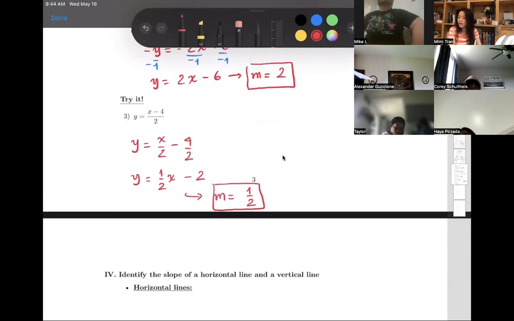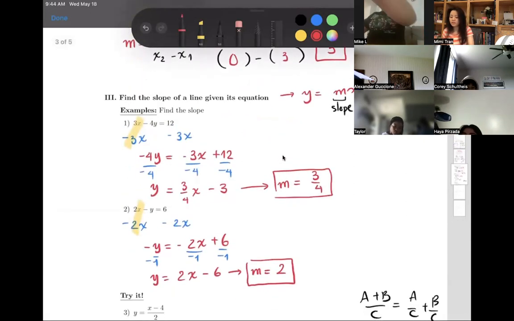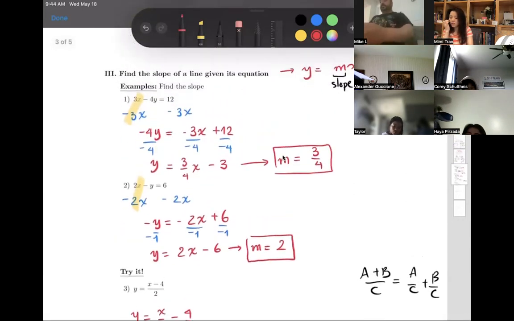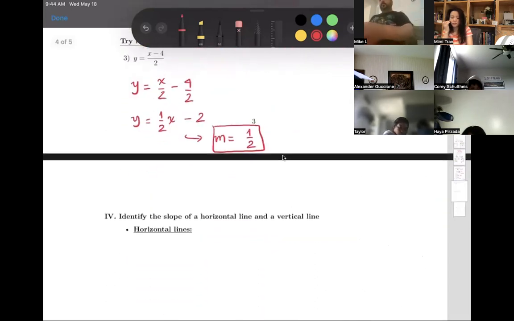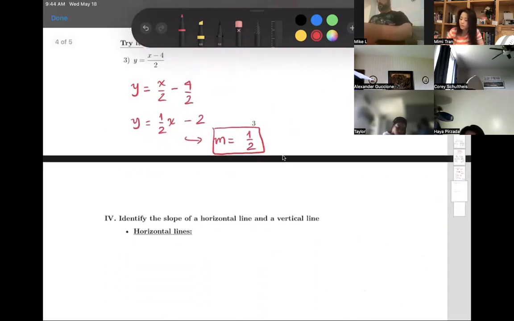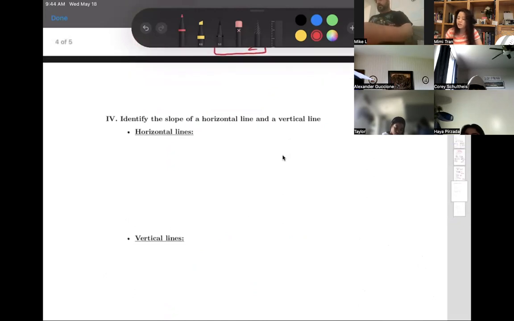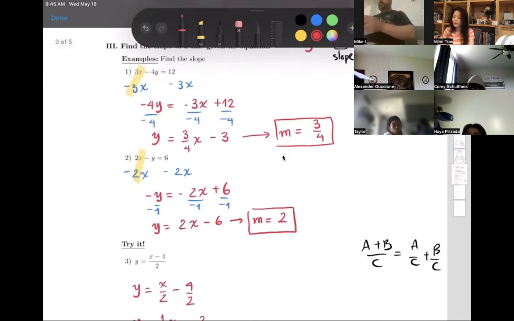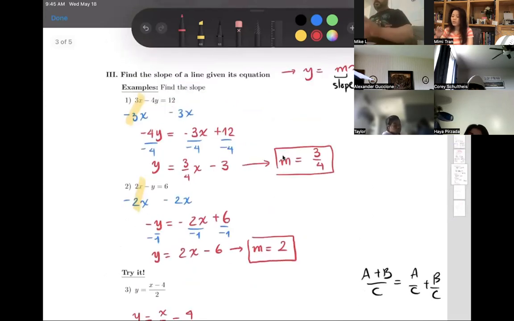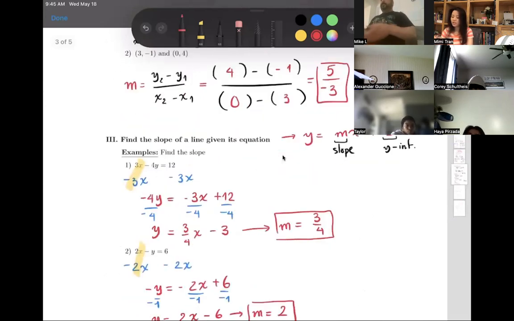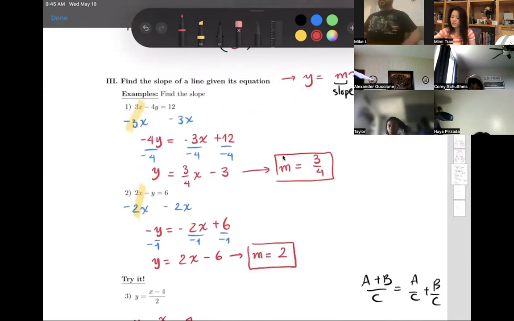All right. So it's not bad, right? Identify the slope of a horizontal line and the vertical line. So far, what you see is the slope of these lines right here. Let me draw. I'll use purple.